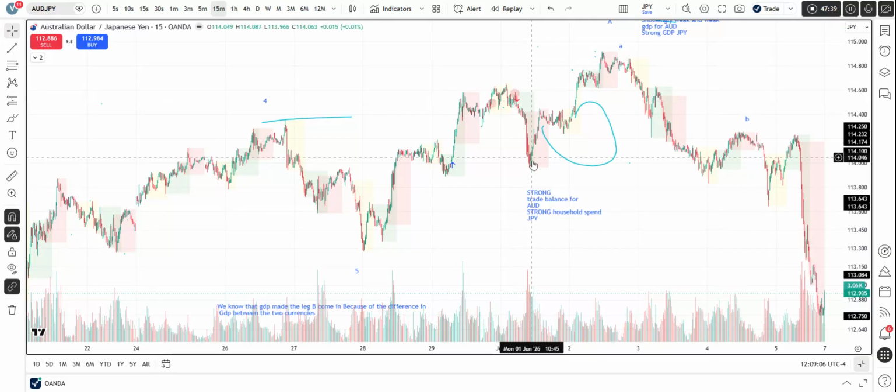But for some reason, it came down and jumped up, and I couldn't decide where it was going to go. Is it going to come down or is it going to go up? I couldn't decide. But after that, it took off.